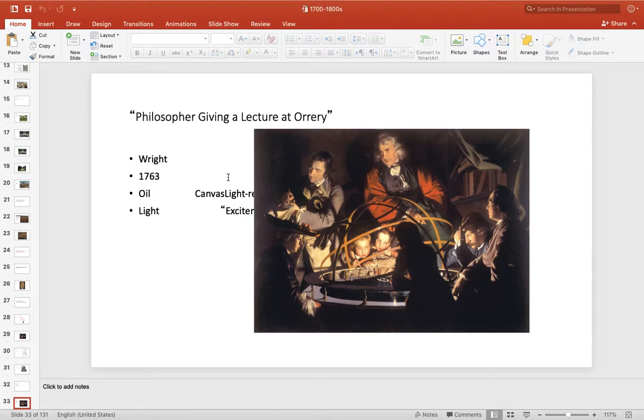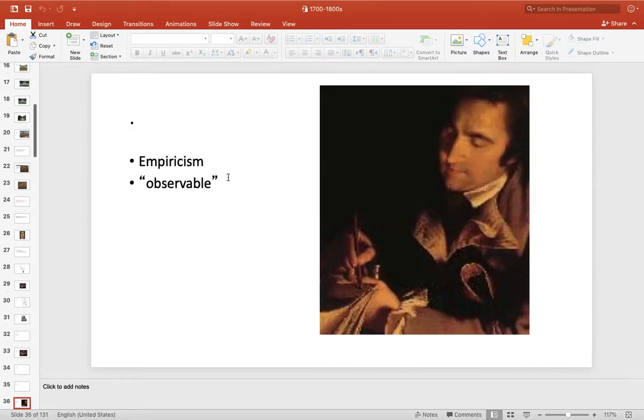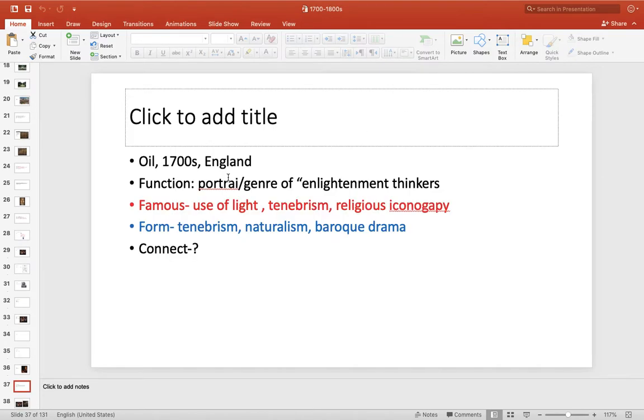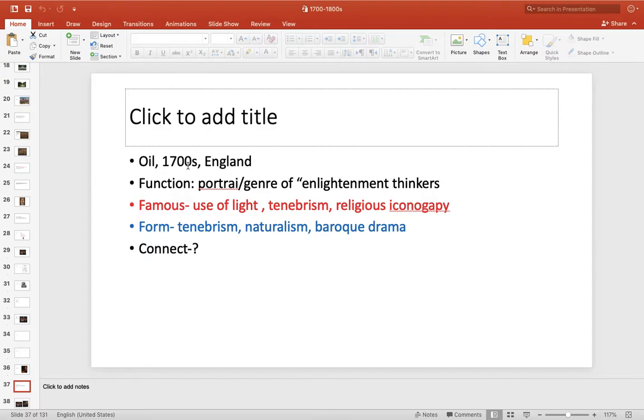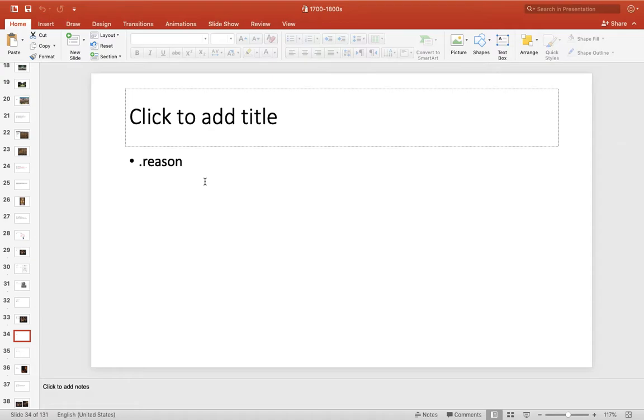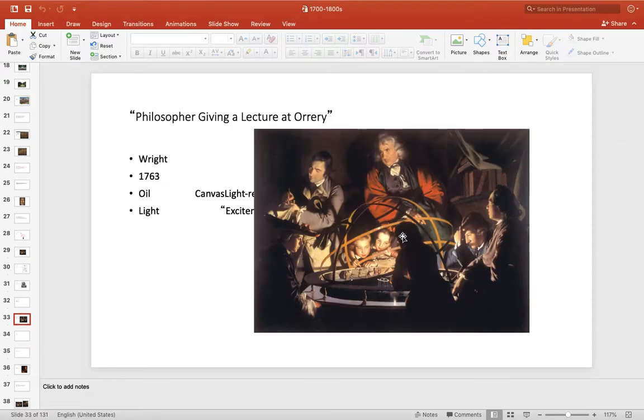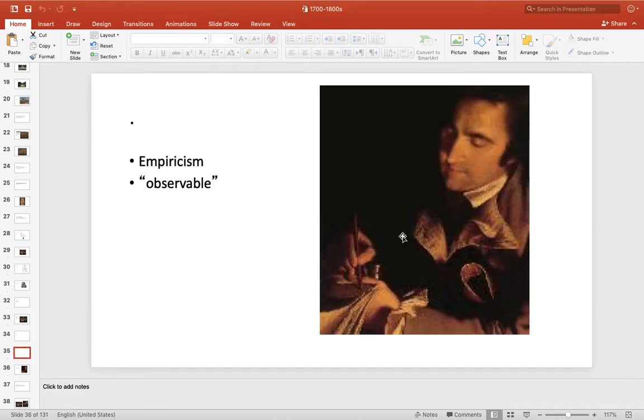Okay, here's our work of the philosopher. And we've got observable science. Material, oil paint. Date, 1700s. Place, England. Function, it's kind of a genre painting of thinkers. They had these groups of people, Darwin's grandfather was in there. They thought about science. So it's a genre painting or a portrait of thinkers in England.